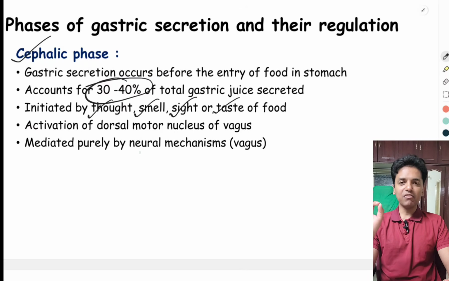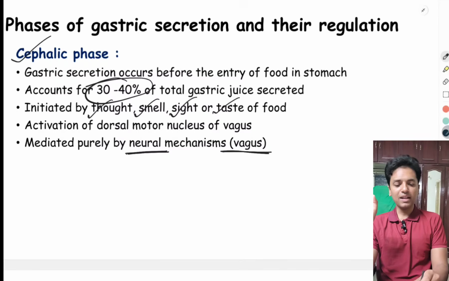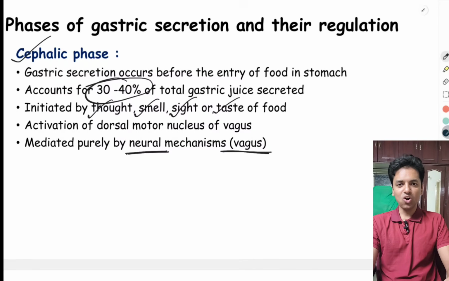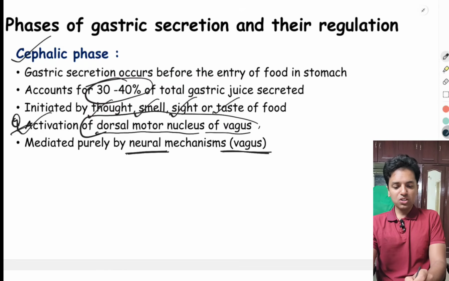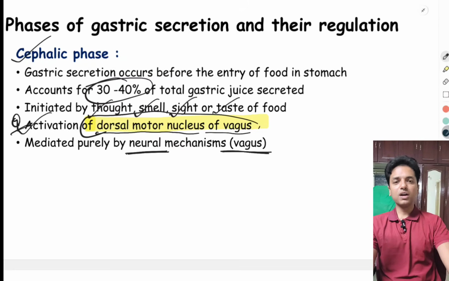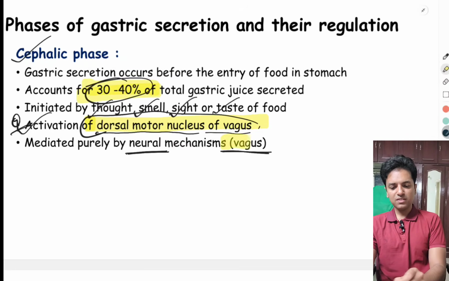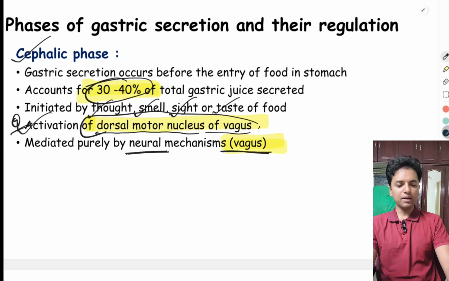And remember that the cephalic phase is purely mediated by neural mechanisms, that is by the vagus. There is no involvement of the hormones here. So when I think about the food, when I smell the food, when I see the food, or even when food is present in my oral cavity, what is going to happen? There is going to be activation of the dorsal motor nucleus of the vagus. This is important. So there is activation of the dorsal motor nucleus of the vagus, and when the vagus is activated, of course there is an increase in the gastric juice secretion. The contribution is how much? The contribution is 30 to 40%, purely mediated by neural mechanisms, that is by the vagus.